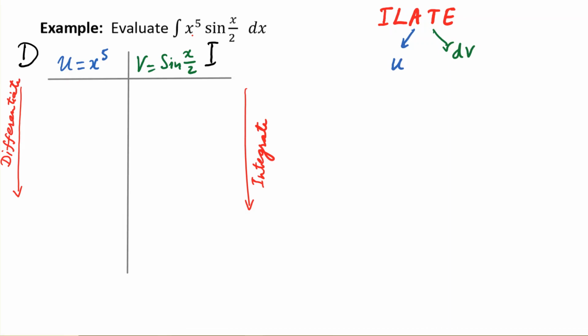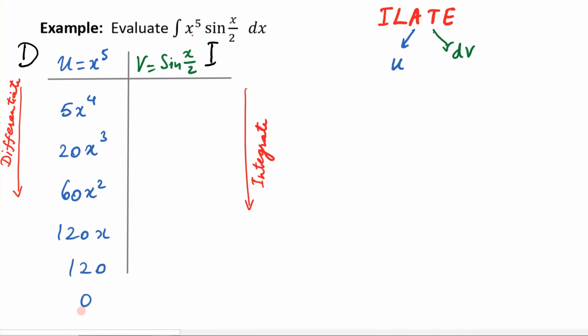So we set up our two columns in the table. One column is the differentiation column, the D column, and the other is the I column. In the D column, we put our u equal to x raised to power 5, and v equal to sine of x over 2. So the derivative of x raised to power 5 is 5x to the 4. The derivative of that will be 20x cubed, and the next derivative will be 60x squared, and the next one would be 120x, and then we get 120, and then we get 0.